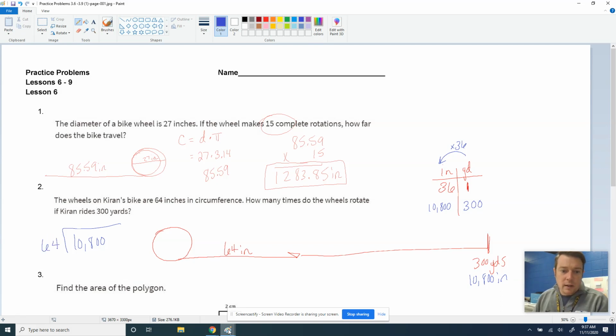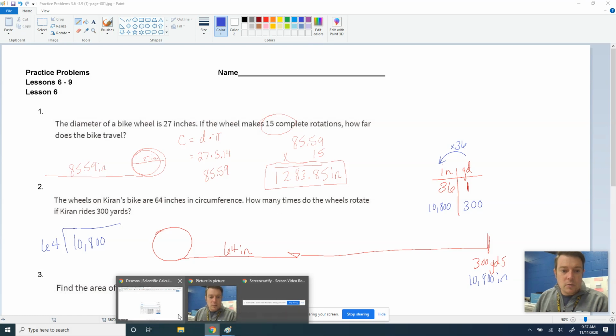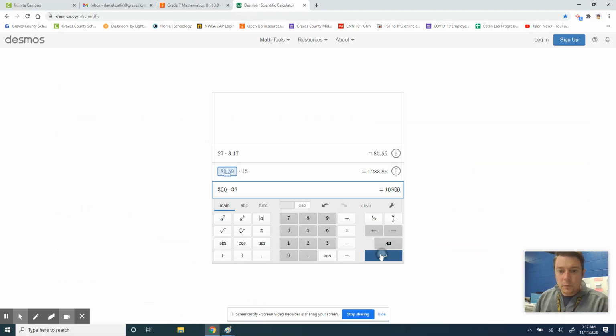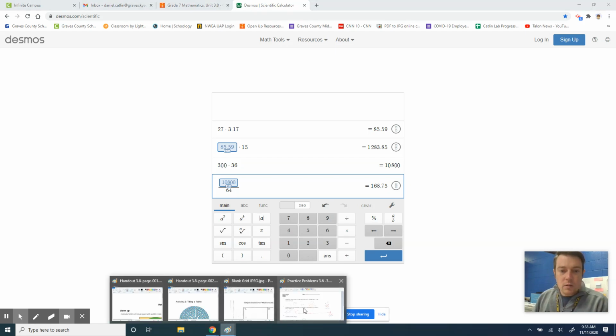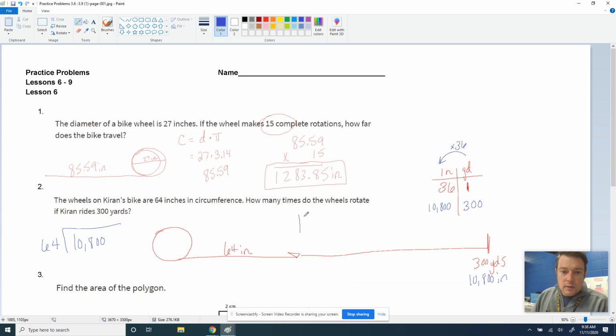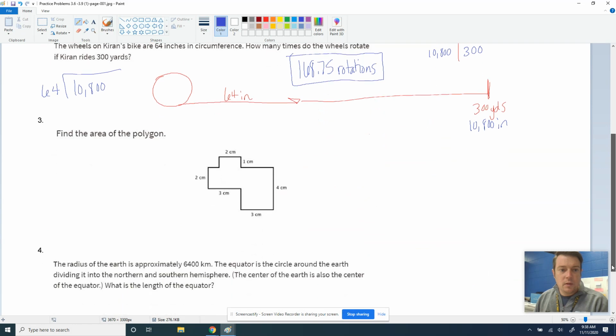So I already got 10,800 in my calculator. So I'm just going to divide that by 64. So I'm going to take that answer, divide it by 64, and we should have our solution, 168.75 rotations. It says how many times does the wheel rotate if you ride 300 yards? That would be our number of rotations, 168.75. All right, let's move on to the next one.